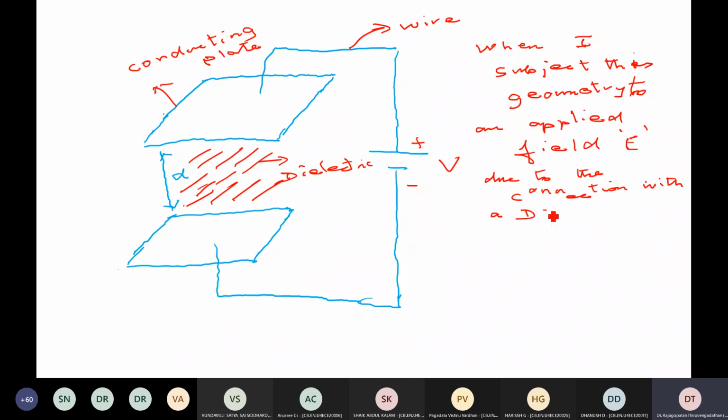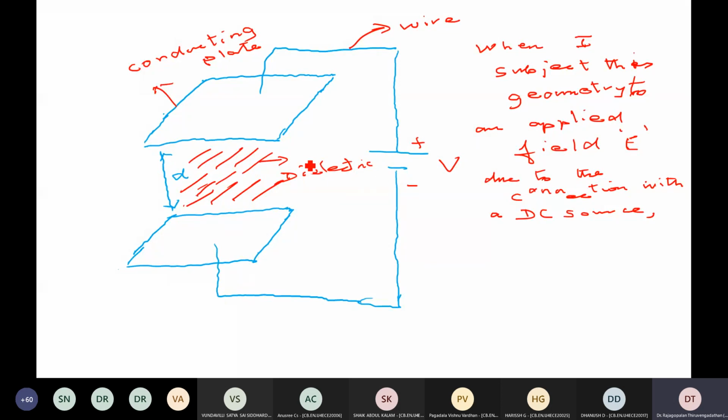Connection with the DC source. What happens here? First of all, you must understand a dielectric does not support current flow, and the plates are separated by distance d. What is going to happen here?